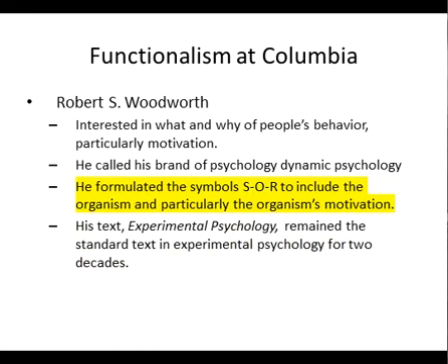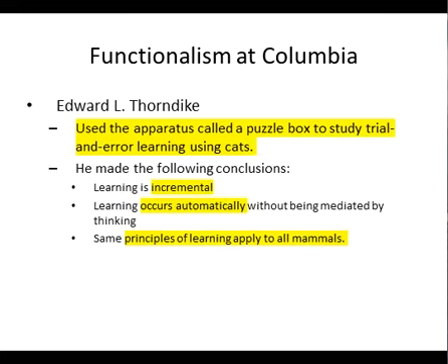Robert S. Woodworth was interested in why people behaved as they did, particularly their motivation. He called his brand of psychology dynamic psychology. He formulated the symbols S-O-R to include the organism, and particularly the organism's motivation. His text, Experimental Psychology, remained the standard text in experimental psychology for more than two decades around that time.